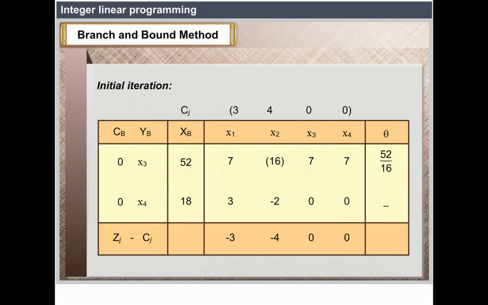Then we have to fill the theta place. We have to see the most negative column. So −4 is the most negative value, corresponding to x2. So we have to divide our right hand side values by the x2 column. While dividing, we get 52 by 16 and then a dash, because for 18 by −2, we need not write the negative value in the denominator. That's why we mark a dash in the second place.